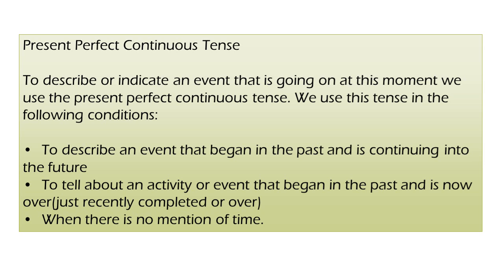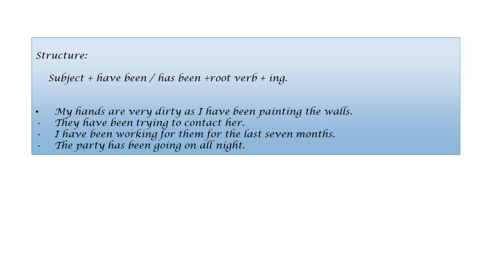And we use this tense in the following conditions: to describe an event that began in the past and is continuing into the future. To tell about an activity or event that began in the past and is now over, just recently completed. And when there is no mention of time. Now we'll see the structure of this tense: subject plus have been or has been plus root verb plus ing. That means the verb's present participle form.